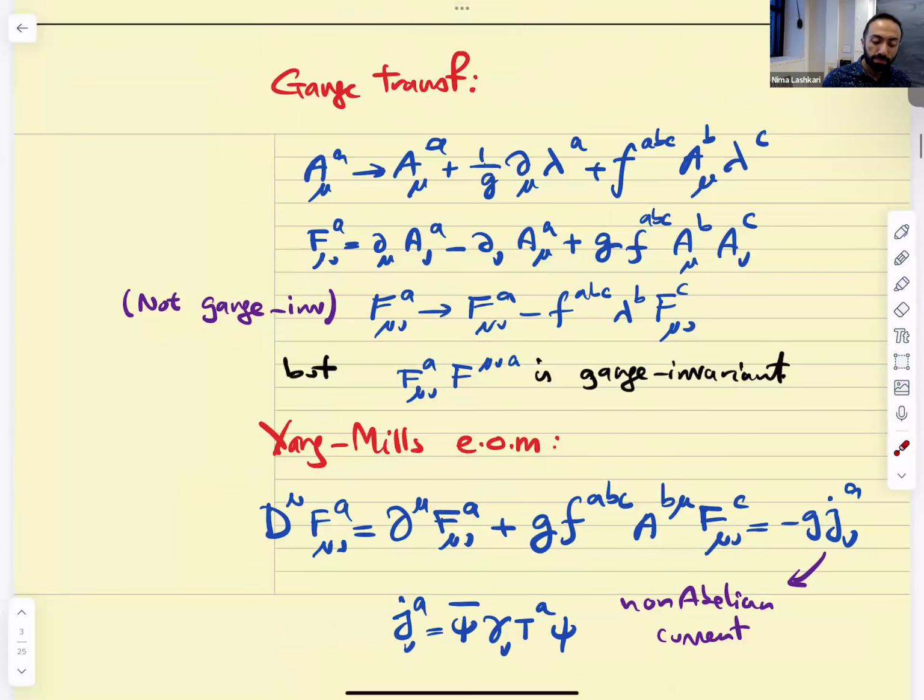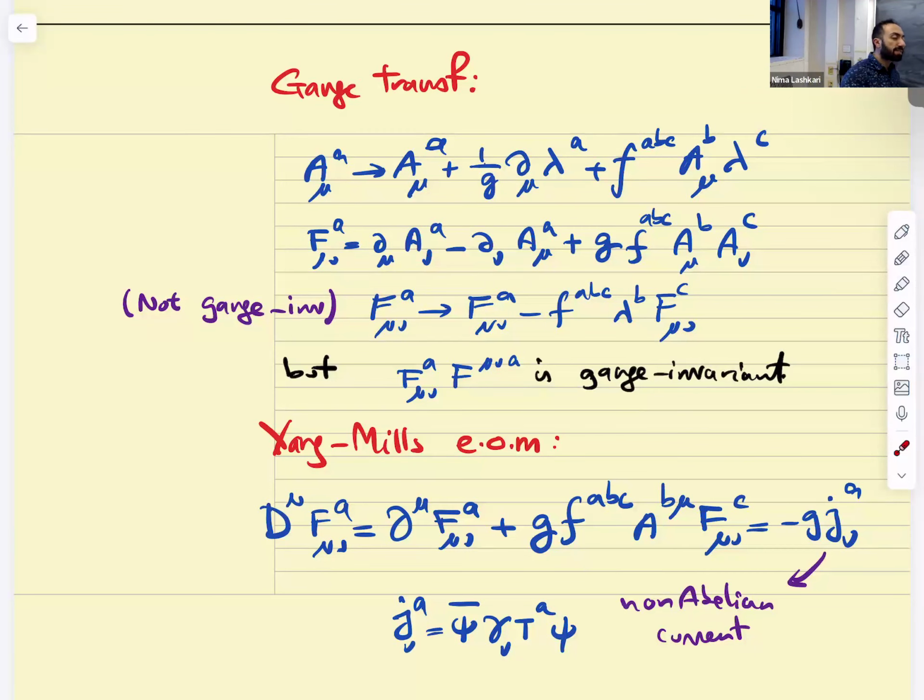So, gauge transformations. The Lie algebra valued connection, the gauge field, under a gauge transformation will transform this way. This is the gauge function, again Lie algebra valued, and it will be shifted by the covariant derivative. That is why there are these f^{abc} in here: in the covariant derivative there was the Lie algebra generator, but we're in the adjoint representation, so f^{abc} is there. Similarly, F_{mu nu}^a, the components of the field strength, will take this form.